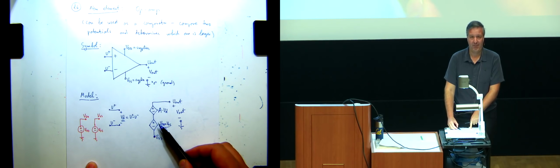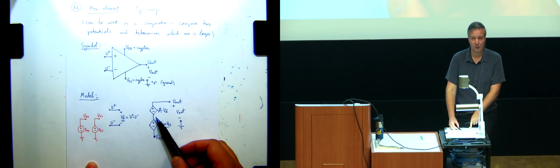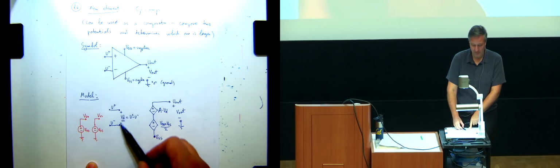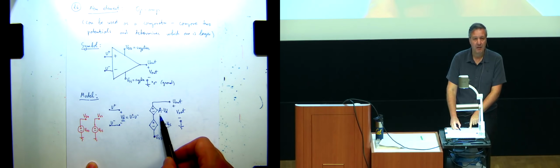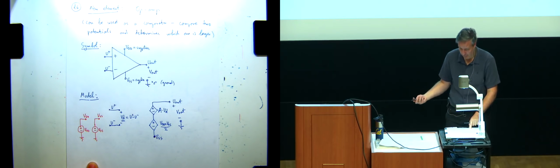Looks the same. Must be the same element, right? It's also a voltage-controlled voltage source, but it's controlled by a different voltage. Which voltage? VD. That's this open circuit voltage at the input. And then there's this A. A is just a constant. It's a gain. We call it a gain factor, right?